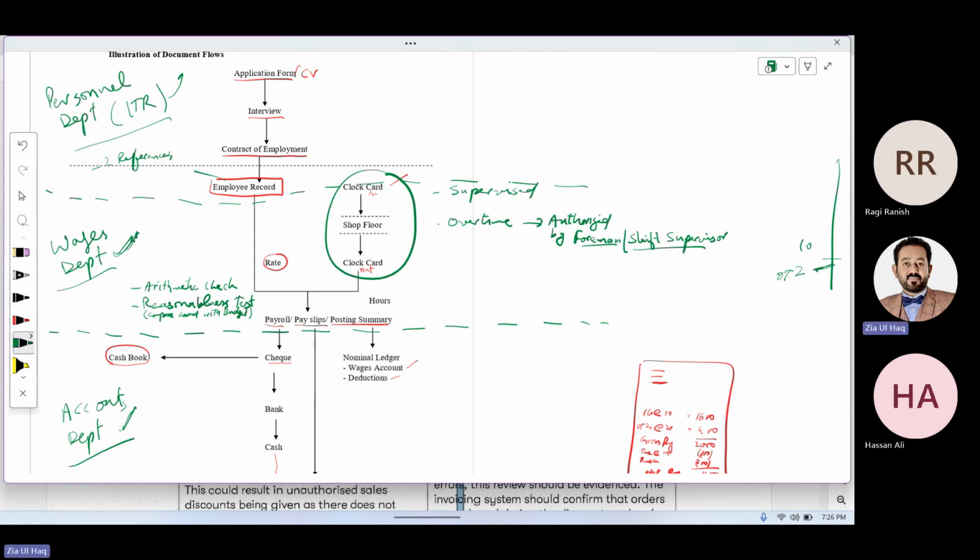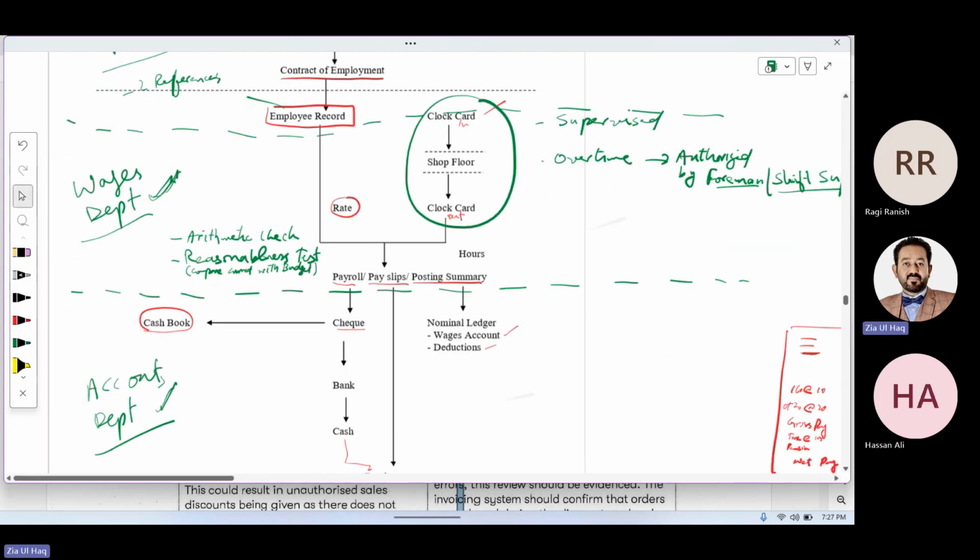Two references must be obtained for each employee. Why? To avoid future fraud by the employees. Clock and clocker process should be supervised to avoid recording of absent employee hours. Overtime should be authorized by foreman to avoid work not done for the company. Payroll must have an arithmetic check performed for accuracy. Reasonableness test should be performed to identify and control variances.